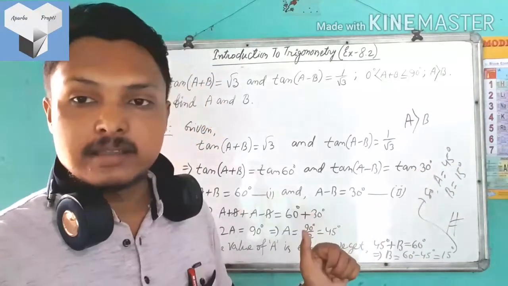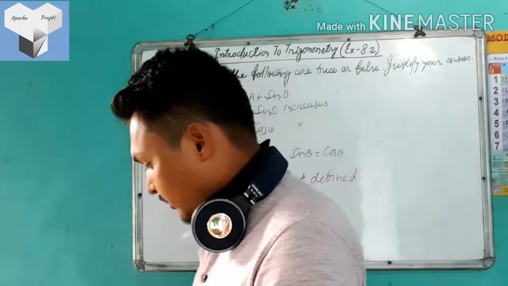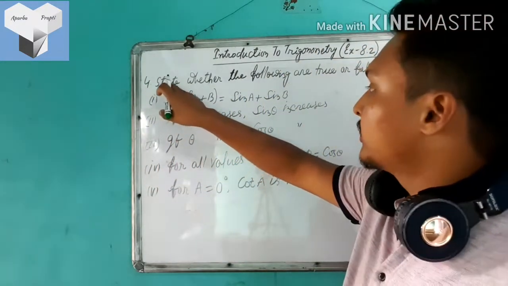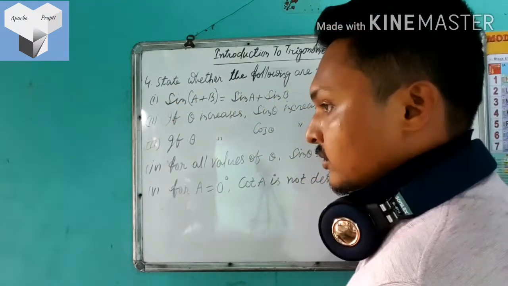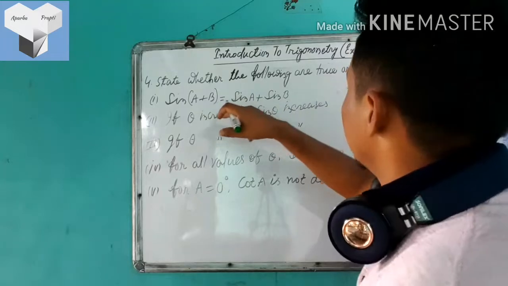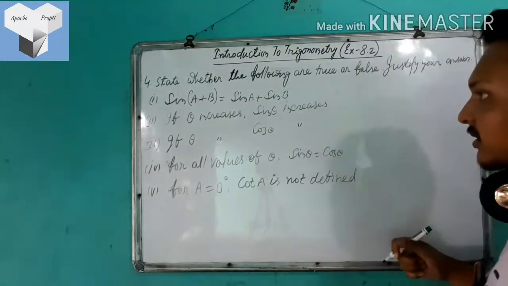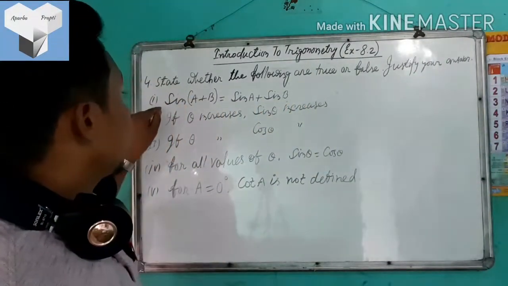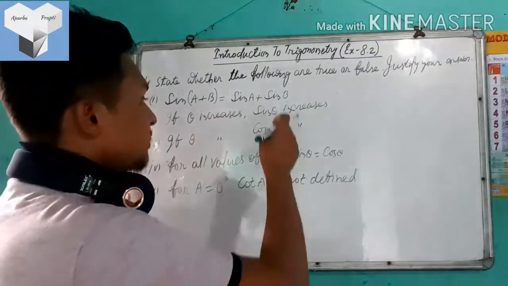This is the answer. So students, finally we reached the last question of the exercise, that is question number 4. And question number 4 says whether the following are true or false. We need to check whether they are false or true, and then we have to justify our answer in support of true or false. Yes. First question is sin(A+B) is equal to sin A plus sin B. Is this true?